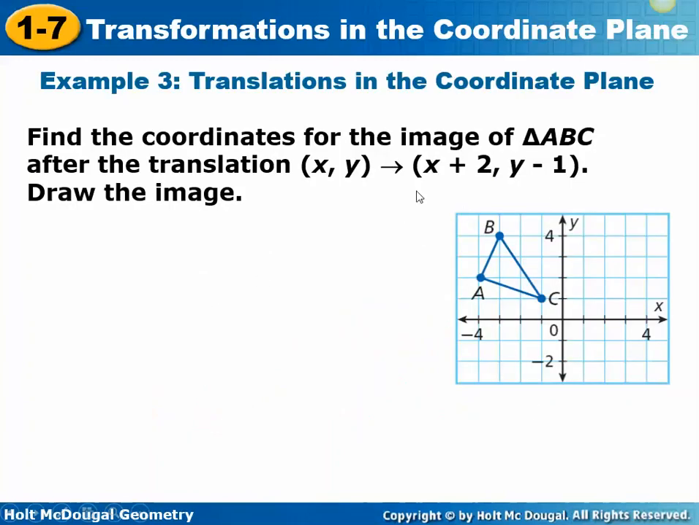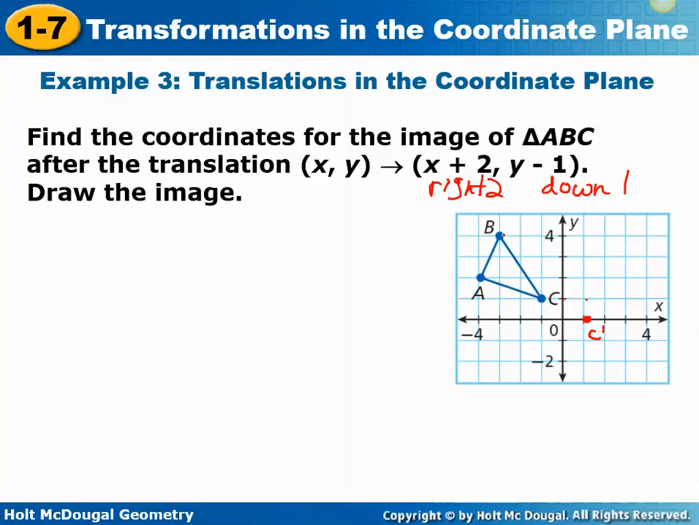All right, let's look at this. They're giving us the rule. They say we start with x, y. Of course, that's our coordinate of one point, and we want to add 2 to every x-coordinate. We want to subtract 1 from every y-coordinate. Well, this means that I'm going to go to the right 2, and then from the y-coordinates, I'm going to go down 1. So from this point here, I'm going to go right 2 and down 1. That's where C prime will end up.